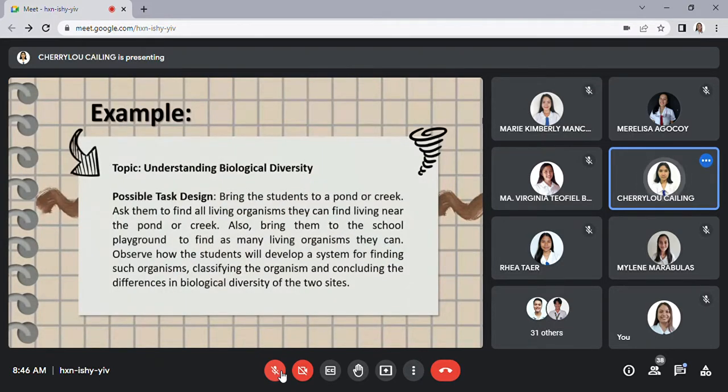So, for example, the topic is understanding biological diversity. Its possible task design is to bring the students to a pond or creek. Ask them to find all the living organisms they can find near the pond or creek. Also, bring them to the school playground to find as many living organisms as they can. Observe how the students will develop a system for finding such organisms, classifying the organisms, and concluding the differences in biological diversity of the two sites.